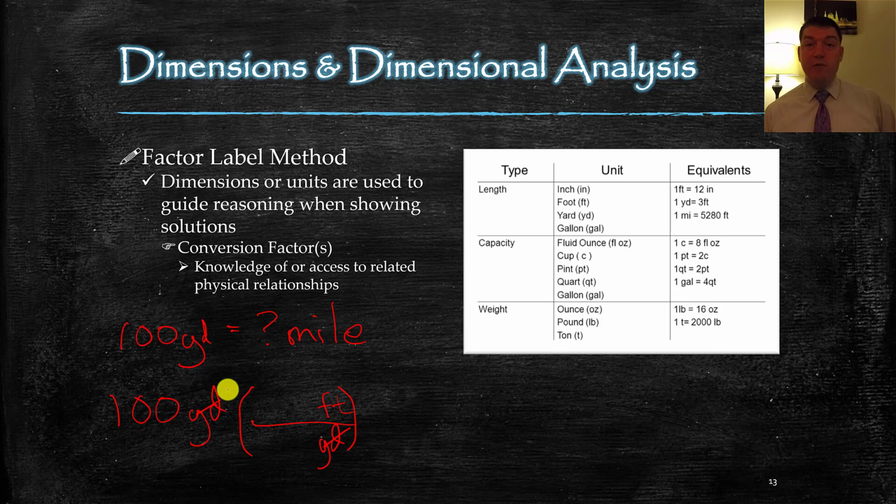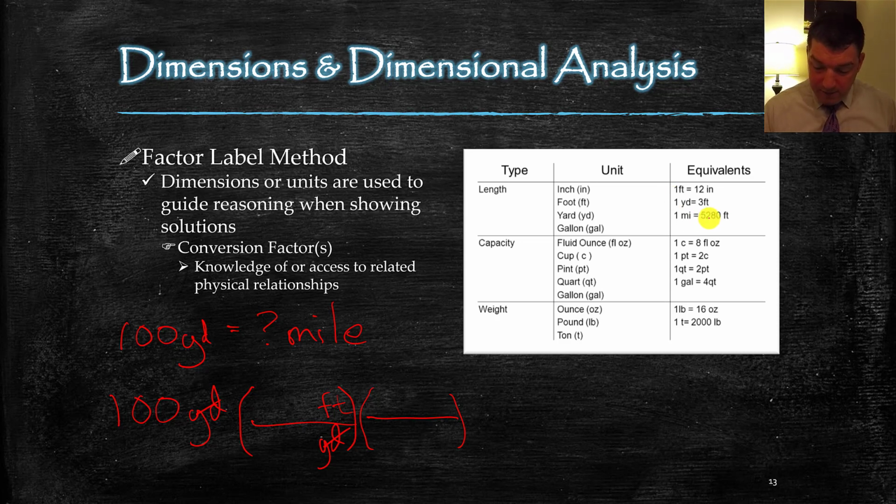Now it would no longer have yards. I'd have the number of feet in 100 yards, which if that's what I was looking for, I'd be done. However, I'm looking for how many miles. Luckily, I have another relationship between feet and miles. I have feet in inches, so I could go from feet to inches, but then I don't have inches to miles, so that would be a long way or wouldn't get us to where we're trying to go because I'd have to convert back in some way to get to miles.